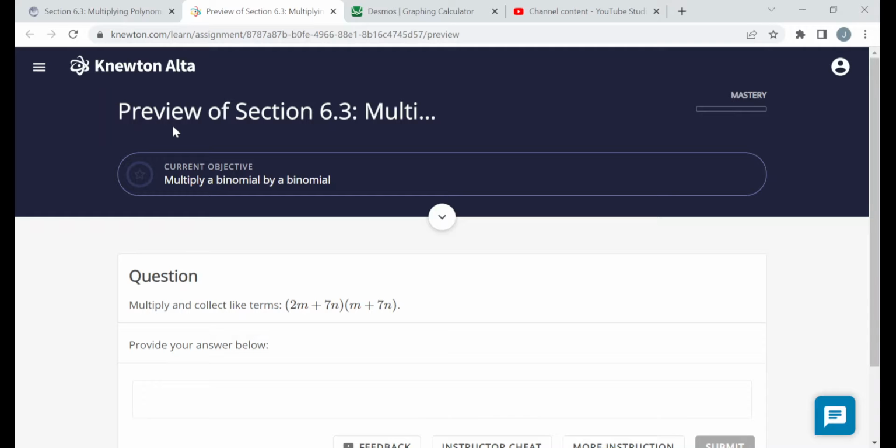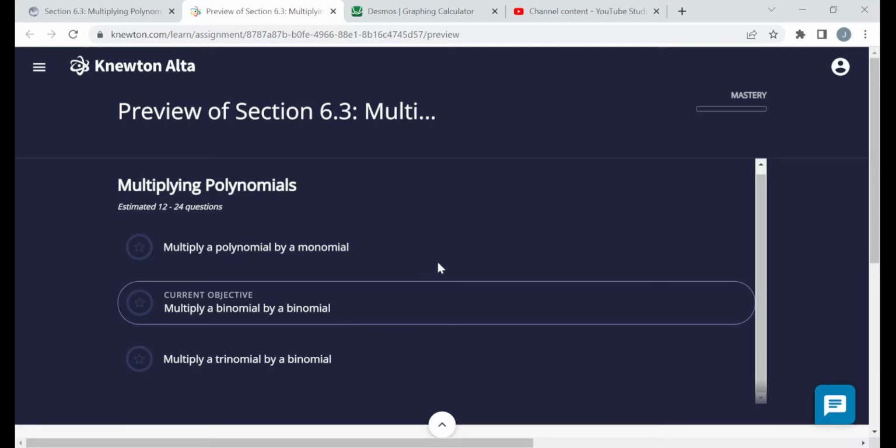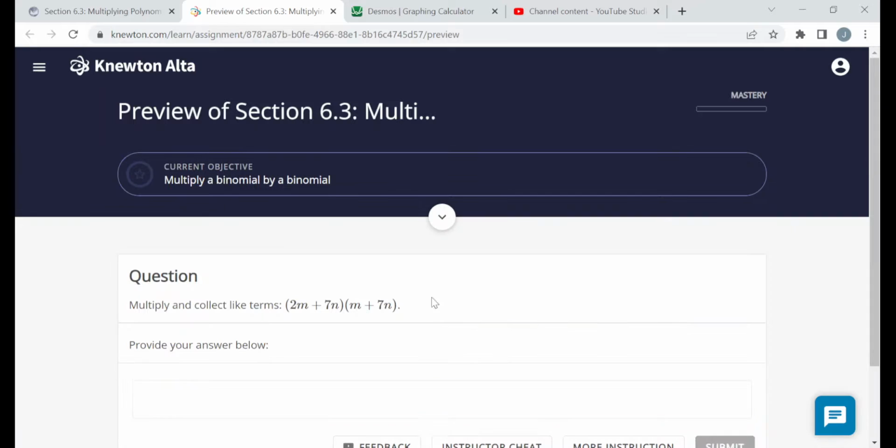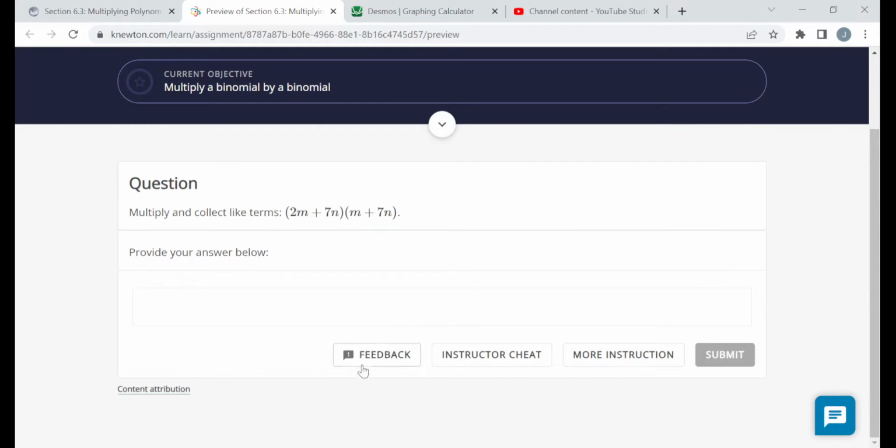Alright, so the assignment page, you should be seeing the title, the mastery bar that tells you how far along you've gotten, and the objectives. It looks like there are 3 objectives. Under the current objective, you should see a question related to that objective. And then at the very bottom of every question, you should be seeing a feedback button where you can send feedback to Knewton if you wish.